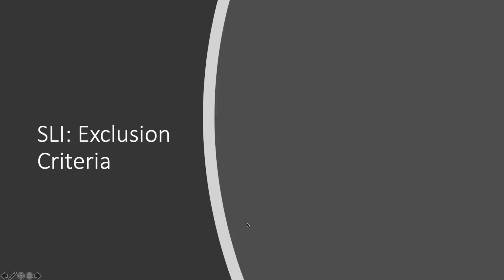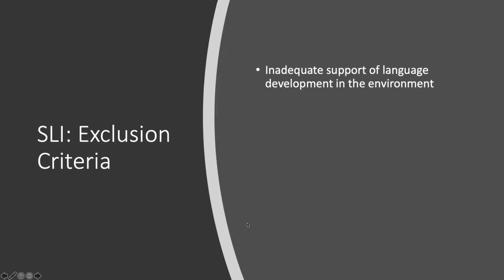Now with exclusion criteria, these are things that a child cannot have had happen. Well, I should rephrase that. Basically, if any of these things on the list were a reality of that child's life, then that would exclude them from being diagnosed with SLI. And not like there's no possible way that they have SLI, but it's usually an indicator that it's not SLI, it's something else.